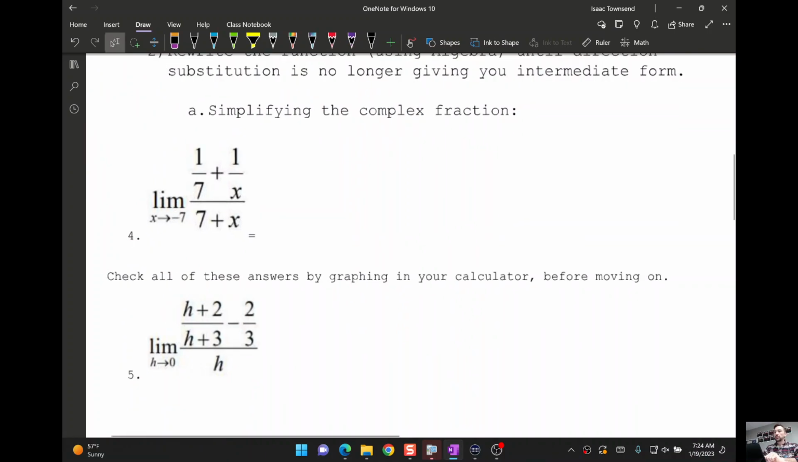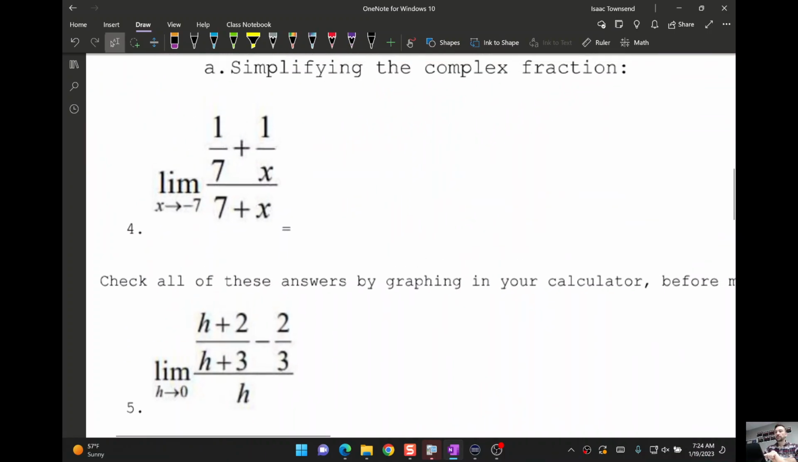Okay, so go down to question number 4. So if I plugged in a negative 7, 1/7 minus 1/7 goes to 0, 7 minus 7 goes to 0. This one is in indeterminate form. So I've got to make this stuff look better. Now again, you don't have to do all of this in just one step. Don't try to do too much unless you just really feel like you know what you're doing.